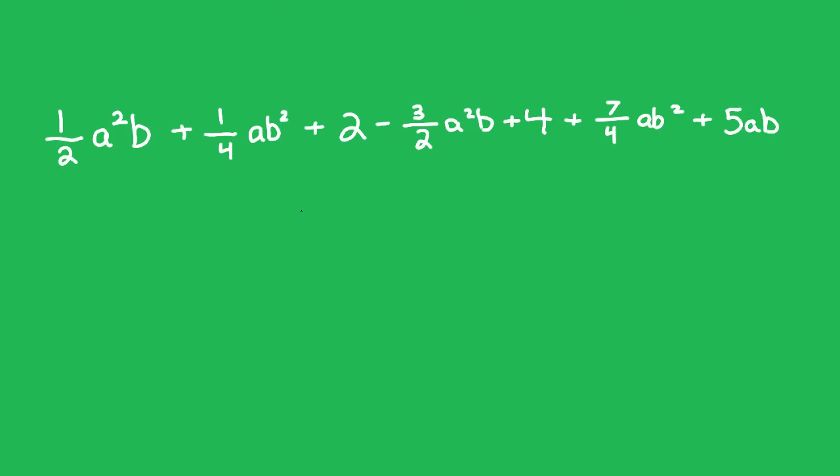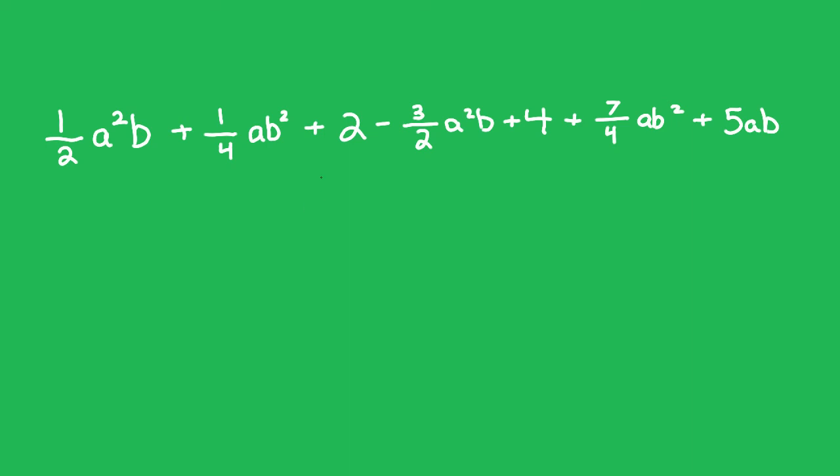Here we have, I'll scroll up here, 1/2 a squared b plus 1/4 ab squared plus 2 minus 3/2 a squared b plus 4 plus 7 over 4 ab squared plus 5ab. Alright, we've got a doozy here. But it shouldn't be too difficult if we just follow our procedure of combining like terms.